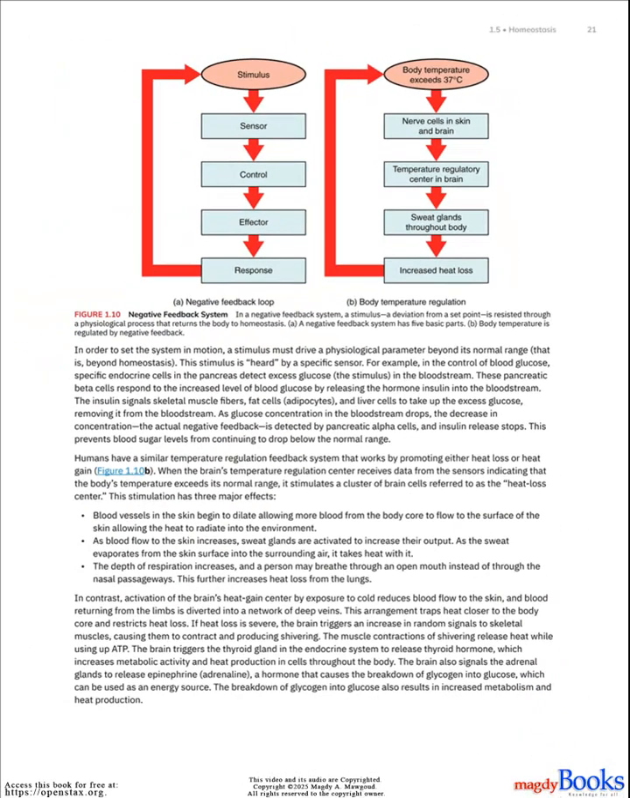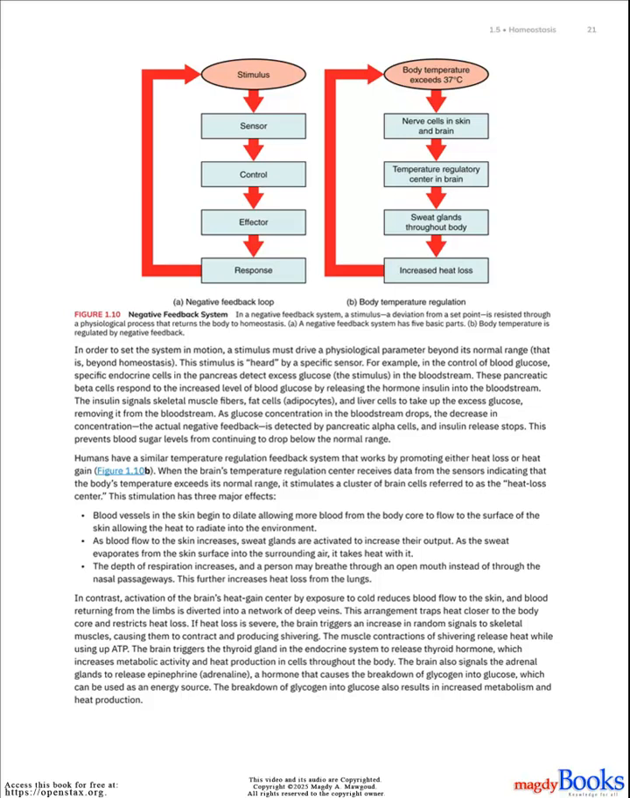In order to set the system in motion, a stimulus must drive a physiological parameter beyond its normal range, that is, beyond homeostasis. This stimulus is detected by a specific sensor. For example, in the control of blood glucose, specific endocrine cells in the pancreas detect excess glucose, the stimulus, in the bloodstream. These pancreatic beta cells respond to the increased level of blood glucose by releasing the hormone insulin into the bloodstream. The insulin signals skeletal muscle fibers, fat cells, adipocytes, and liver cells to take up the excess glucose, removing it from the bloodstream.